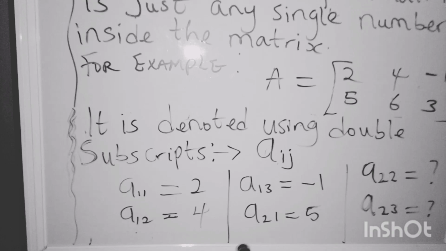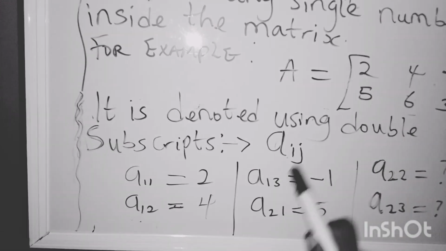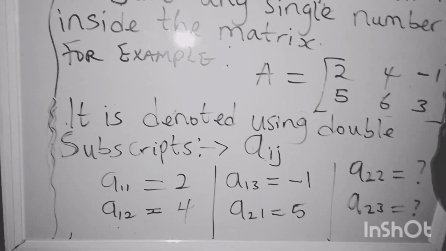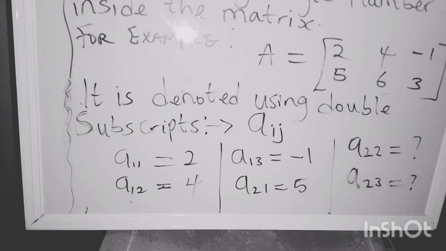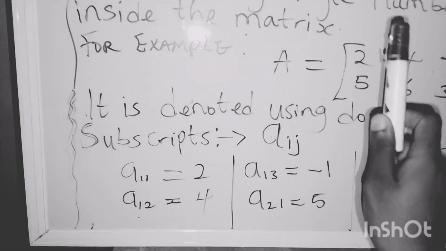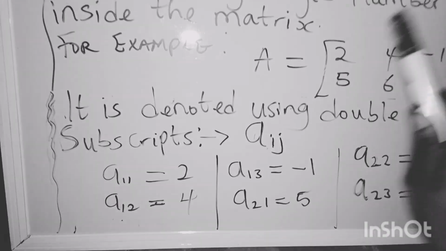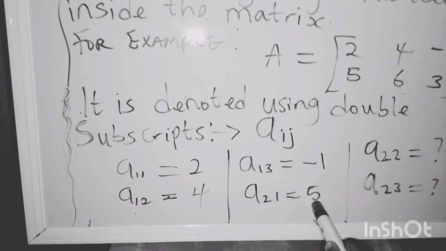What is the element in the first row, third column? The element in the first row, third column is -1. What is the element in the second row, first column? The element in the second row, first column is 5.